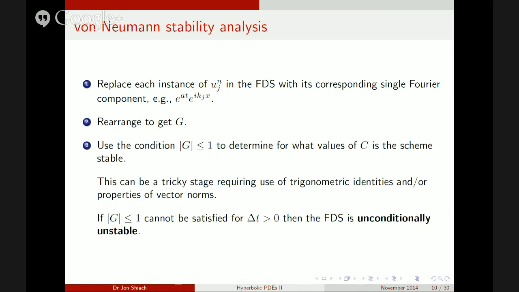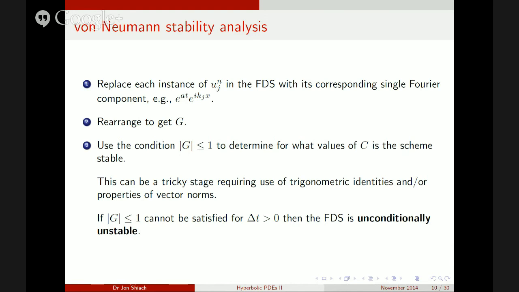That can be tricky. Okay, that's a tricky stage. Sometimes you need to use trigonometric identities, usually sine and cosine. Sometimes you need to use vector norms. Okay, for all of the examples I'll be giving you, either now or perhaps if they appear in an exam, it's just replacing them with sines and cosines. Okay. If the modulus of g less than or equal to 1 cannot be satisfied for a positive value of delta t, the finite difference scheme is unconditionally unstable. Okay. If it can be satisfied, brilliant. You've got your maximum value of delta t.